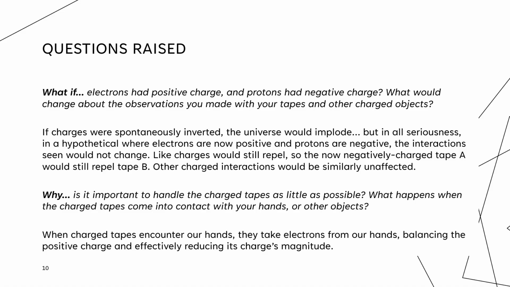But what are some questions raised? So what if electrons had positive charge and protons had negative charge? Well, if charges were spontaneously inverted, the universe would implode. But in all seriousness, in a hypothetical where electrons are now positive and protons are negative, the interaction seen would not change. Like charges would still repel. So the now negatively charged tape A would still repel tape B, and other charge interactions would be similarly unaffected. Now, of course, if we're thinking about it from a physics atom level perspective, it'd be different. But I think in the case of this experiment, that sufficiently answers it.